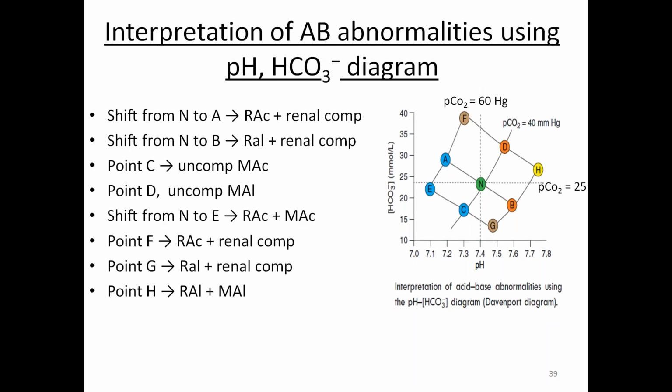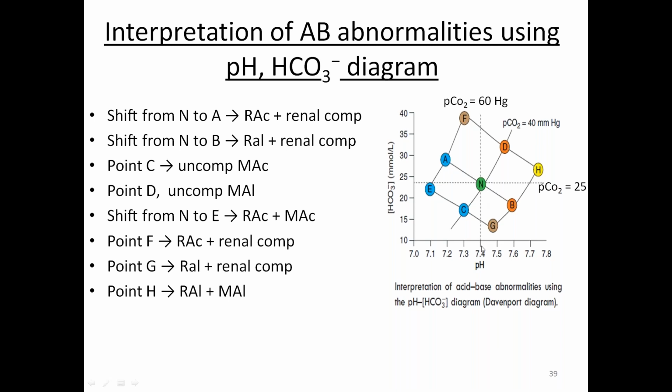Now have a look at this. Again, this can help you understand the concept. Let's say that the PCO2 isobar is at 40, and let's say that the PCO2 is increasing to approximately 60 mmHg, and here let's say it is around 25 mmHg. So what do you think will happen if we move from point N towards A? Just look at the graph and try to understand.